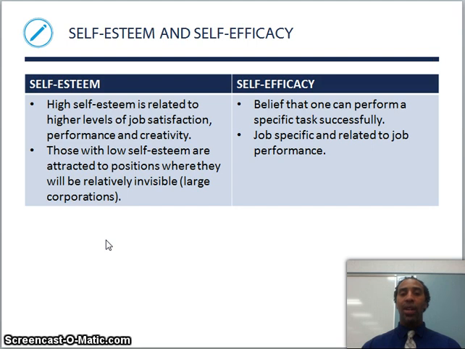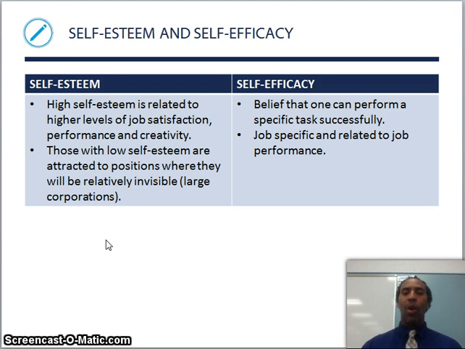Performance and creativity. Those with low self-esteem are attracted to positions where they'll be relatively invisible, right? So nobody will ever see me. I'm Milton. I'm in the basement with my red stapler. Nobody ever knows that I'm there, and I'm perfectly fine with that.